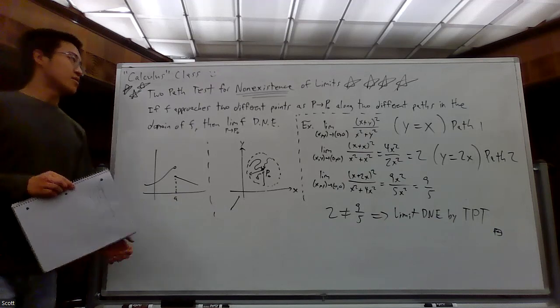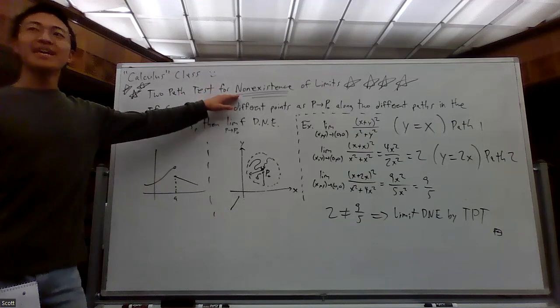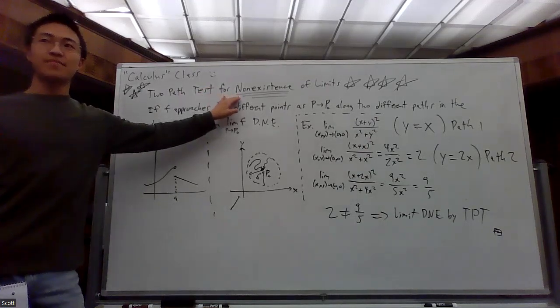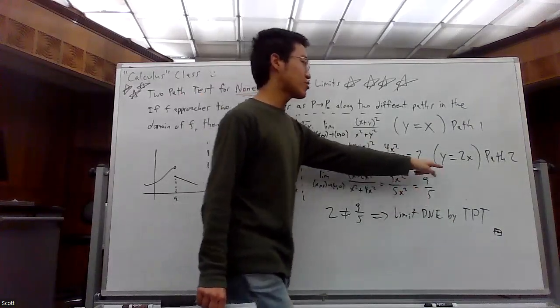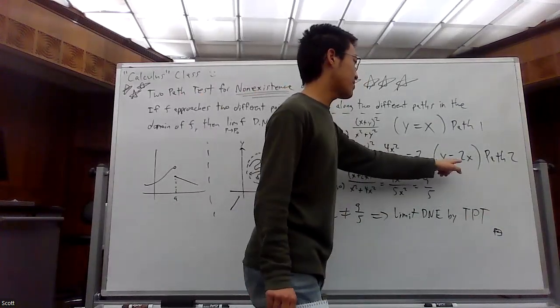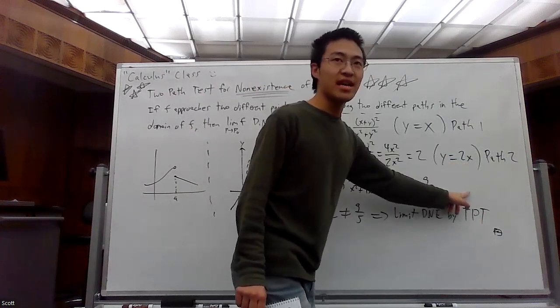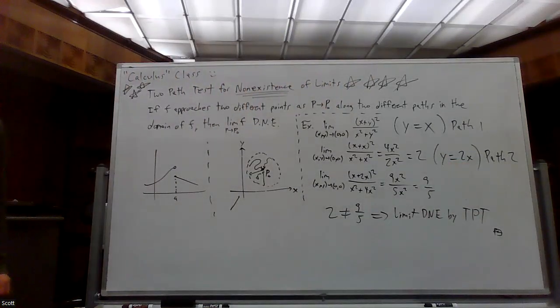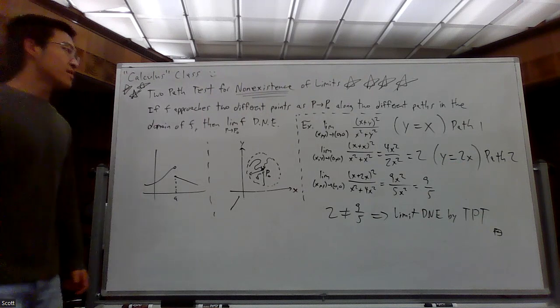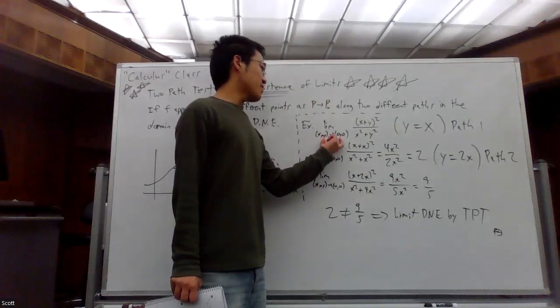Not quite. Don't use this to prove that something exists. Only use it to prove that something doesn't exist. So if say you happen to get 2 again, then I would just choose another path. I would then maybe say 3x or maybe 7x or something different. And what happens if the limit did exist, what would happen if we did try to test for non-existence? Well, in that sense, I would be wasting your time.